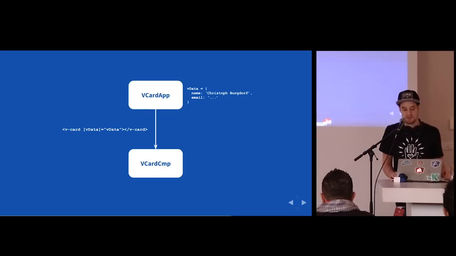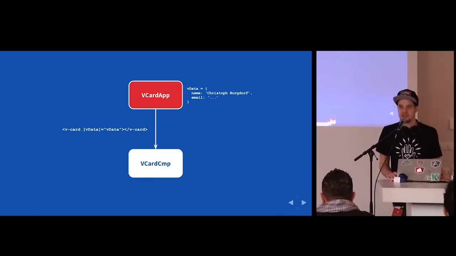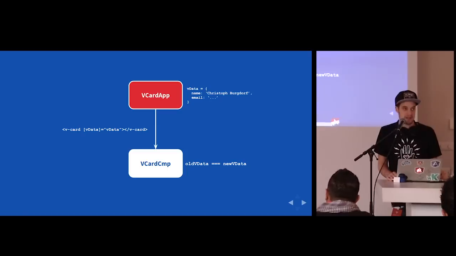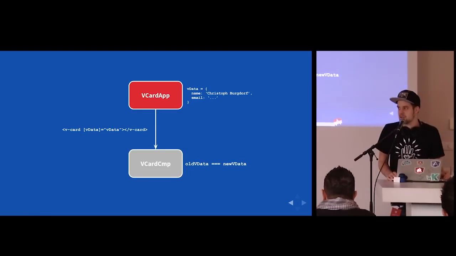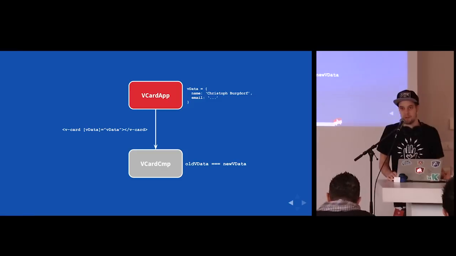So if we go back to this visualization, same thing. We have this vdata. Now an event is being fired. Change detection kicks in. But we don't change this reference. We don't change this object. This can be an immutable object now. This component realizes, okay, old vdata is still the same as new vdata because we didn't get a new reference. So it can skip the change detection here because we set it to onPush.